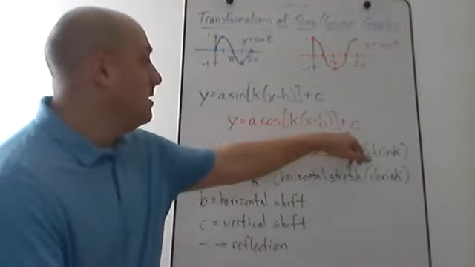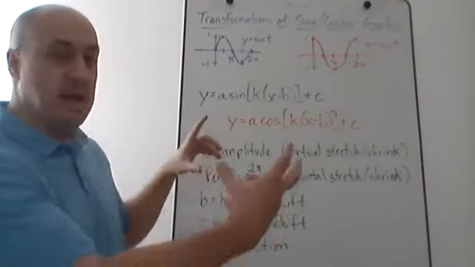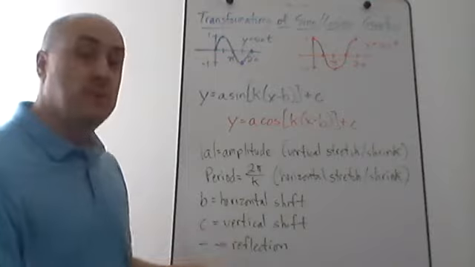The c, the number that's added or subtracted outside of the parent function, outside of those parentheses and brackets, that's going to be our vertical shift.